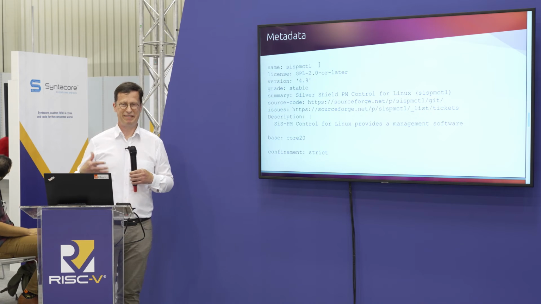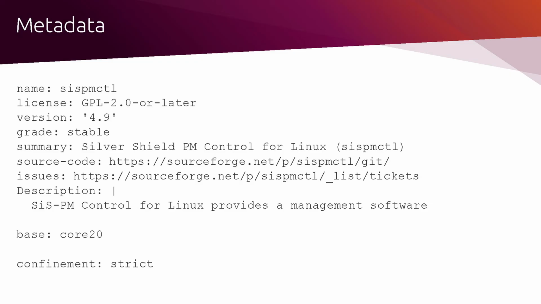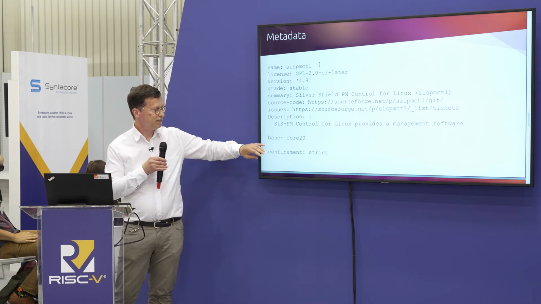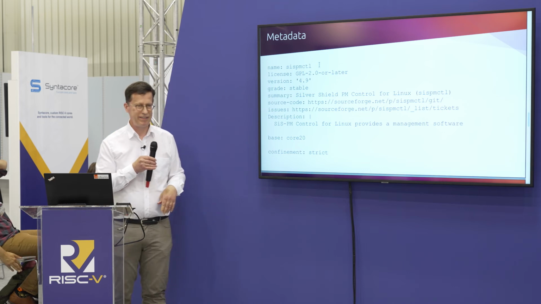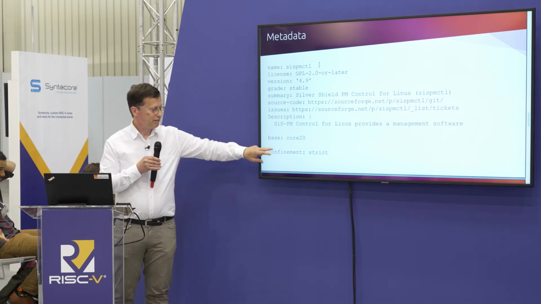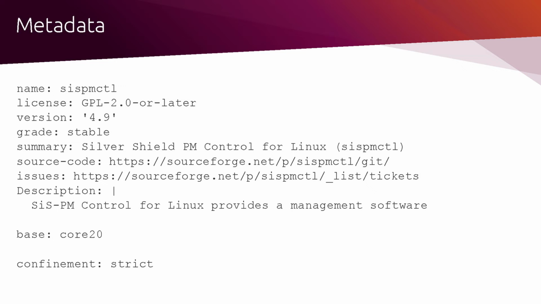And what do you have to write? You write some metadata, of course. What's the name of your snap, license, version, some documentation maybe for the user. Where it gets interesting, it just says, where do you build on? It's built on Ubuntu 20. This snap, we want confinement. It's really important to have security, and security is provided by using namespaces, using cgroups, and using AppArmor around it.